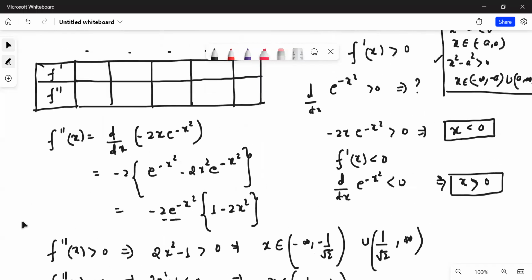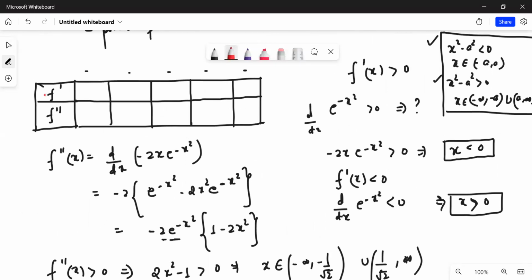Okay, so I'll make a sort of table here. From minus infinity, I'm writing from minus infinity to minus 1 upon root 2 here. Then I will write minus 1 upon root 2 to 0 here. Do all this in a childlike way so that you don't make mistakes anywhere. 0 comma 1 upon root 2, and the last is 1 upon root 2 comma infinity. Is that clear?